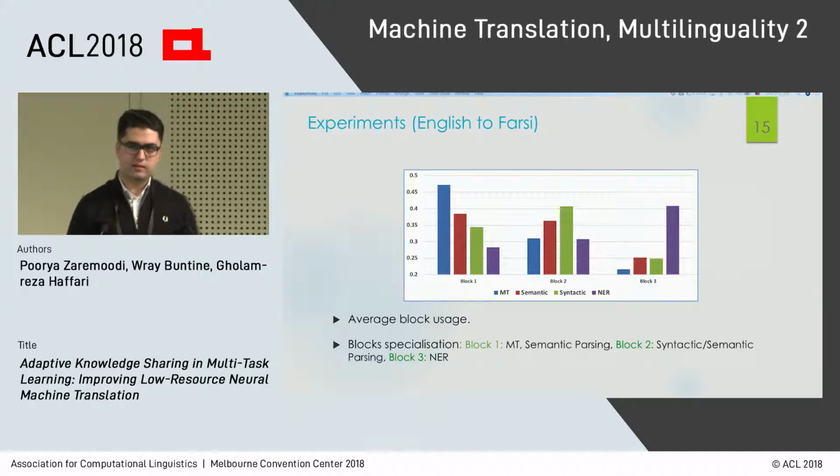For more analysis on the output of the routing network, we computed the average block usage through time and for the whole test set for the English to Farsi data set. As you can see, block number 1 is more specialized in translation and semantic parsing. The second one is more specialized in semantic and syntactic parsing, and the third one is more specialized in named entity recognition.